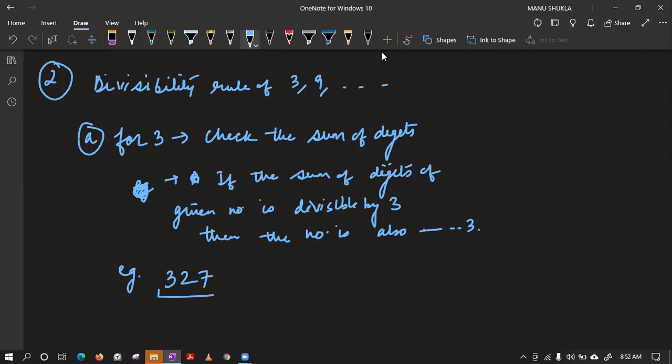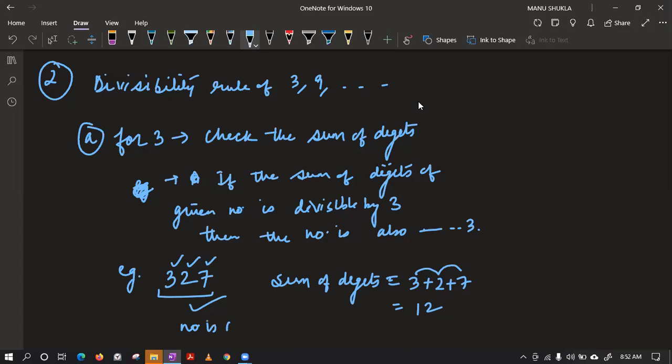For example, suppose I take 327. You can see the digits are 3, 2, and 7. The sum of digits is 3 plus 2 plus 7. If you add this, 3 plus 2 is 5, 5 plus 7 is 12. And we all know in the table of 3, 12 comes. So we can say this number is divisible by 3.